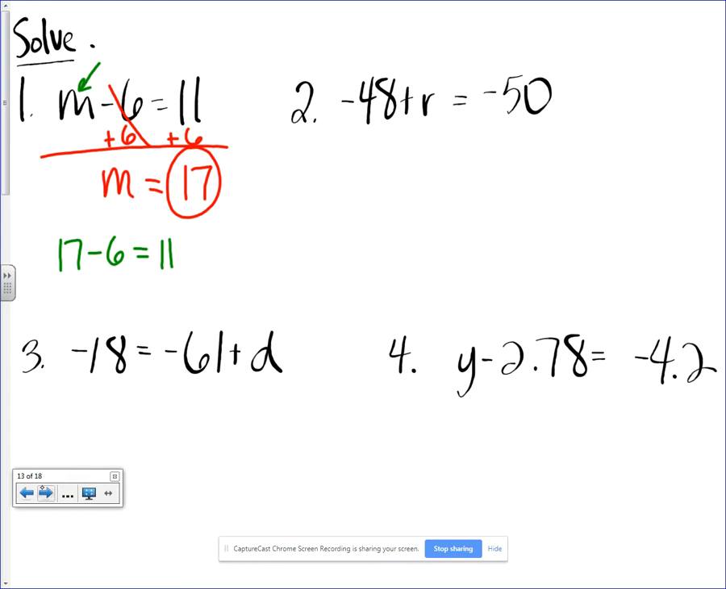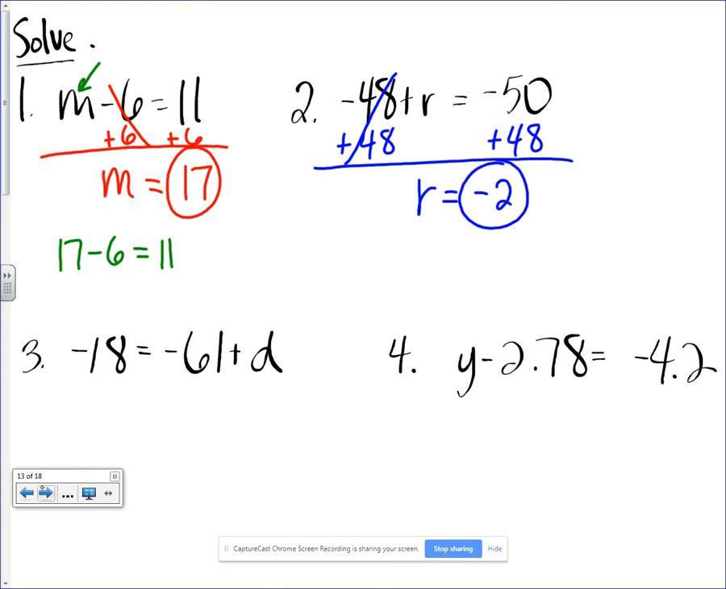Okay, moving on here. Number 2. Notice that r has a plus -48 on it. So I need to do the opposite of this -48, which is positive 48. Whatever I do to one side, I have to do to the other. Those will cancel each other out, and all I'm left with here is r equals, and then -50 plus 48 is -2. So it looks like that is my answer because the r is now isolated. I'm going to take this -2 and plug it in right there. Does this actually equal -50? And yes, it does. So we know that -2 is in fact the correct answer.